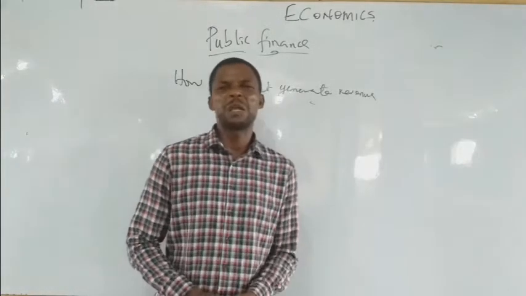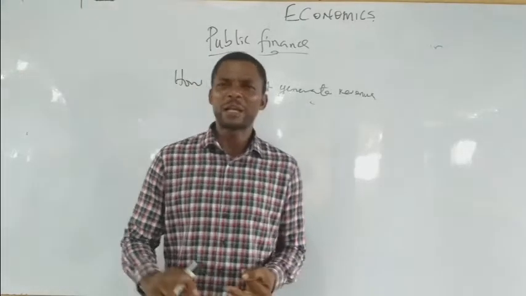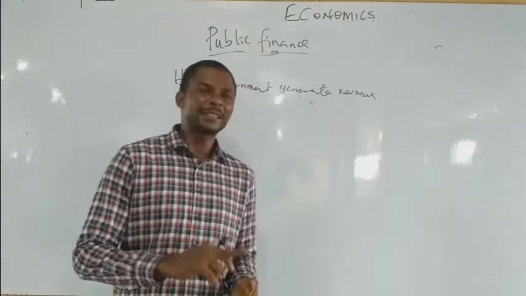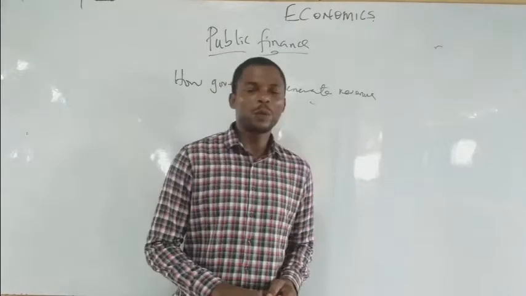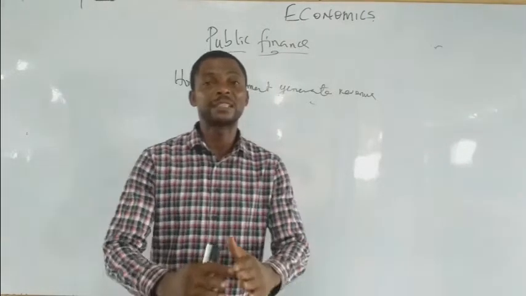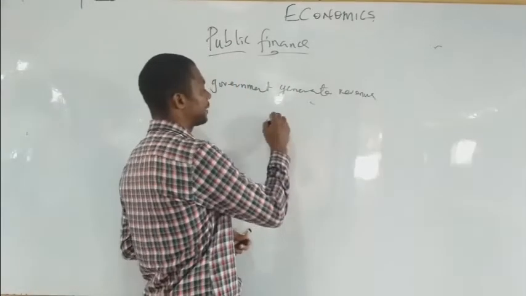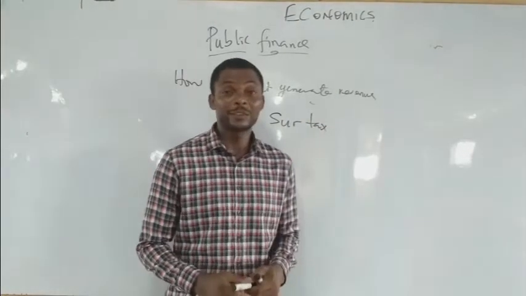A couple of them. We have the surtax, we have the poll tax, we have the capital gain tax, we have the company tax, we have the property tax, and so on and so forth. But I'm going to take just a few of them. Now, what is the surtax? A surtax is tax paid by those who are receiving excessive income. The word surtax, S-U-R, is tax paid by excessive income earners. That's what we call that kind of tax, a surtax.